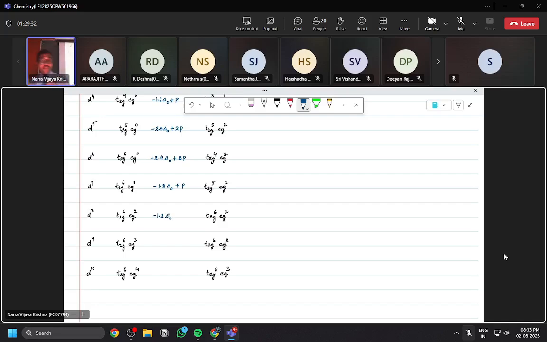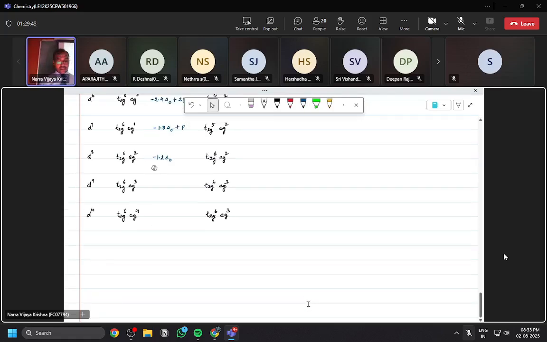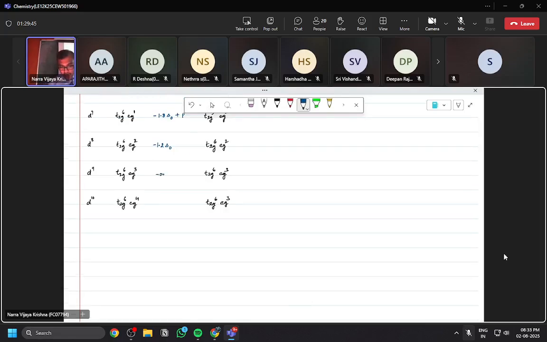I will not write anything. In d8, how many paired? Before splitting 3. After splitting also 3 paired. So there is no pairing energy. Next one, minus 0.6 delta naught. And finally 0.0 delta naught.